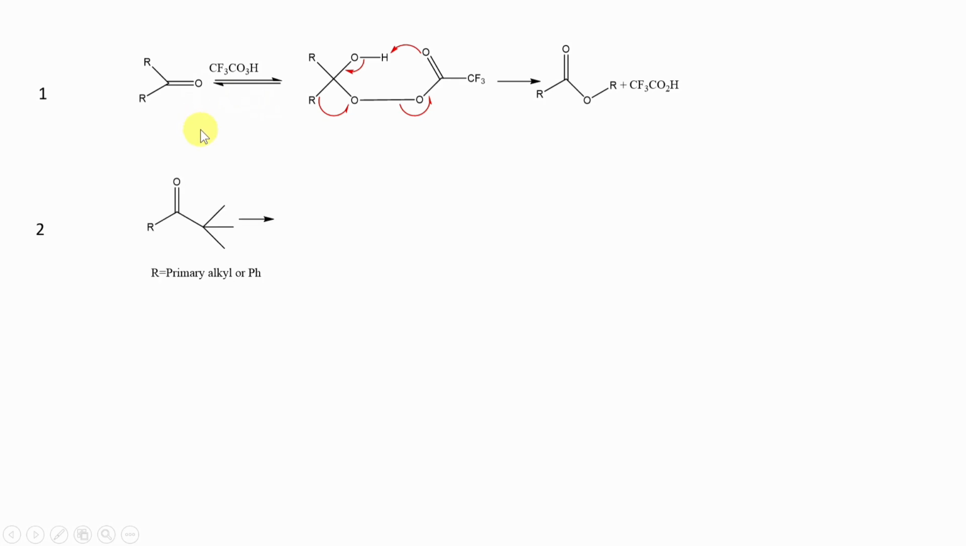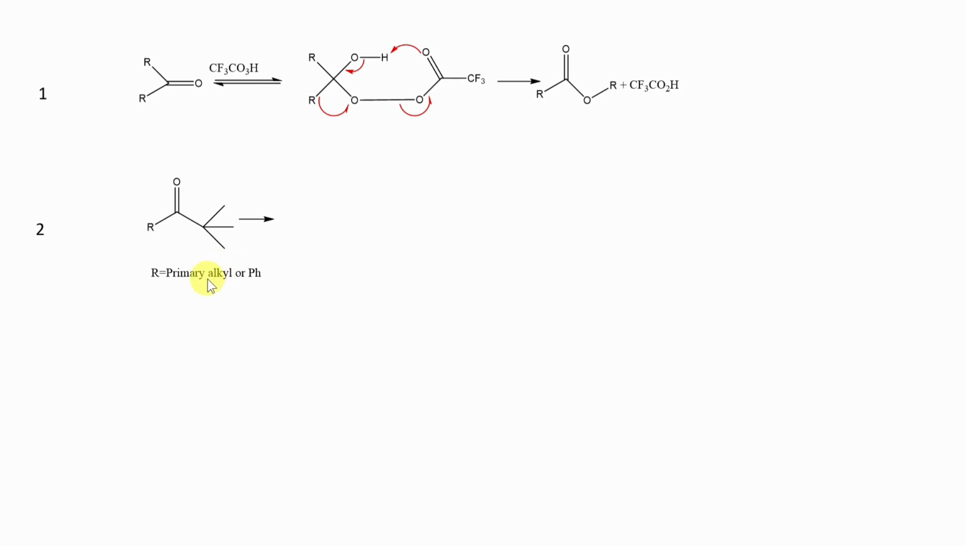Then in the second case, it is a ketone, an unsymmetrical ketone. Here it is a tertiary butyl group, and the other may be an alkyl or phenyl group. How does the Baeyer-Villiger oxidation take place in an unsymmetrical ketone? That can be seen.